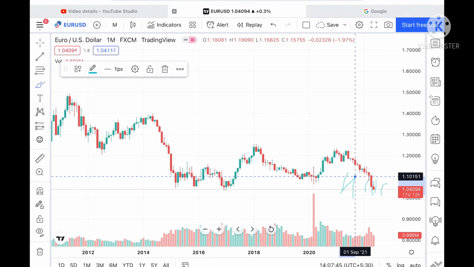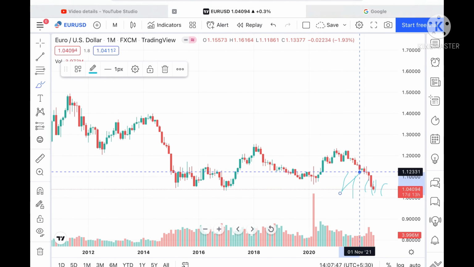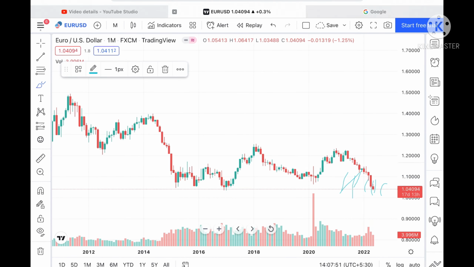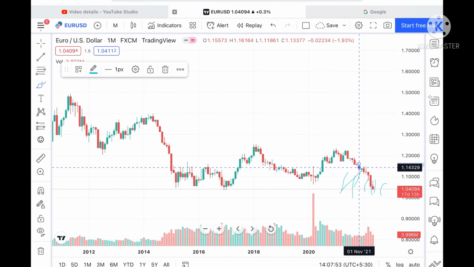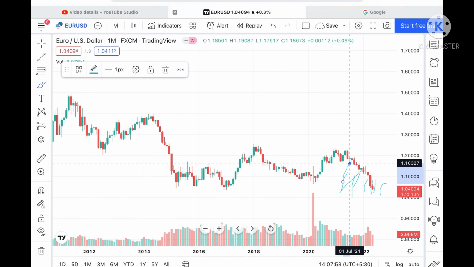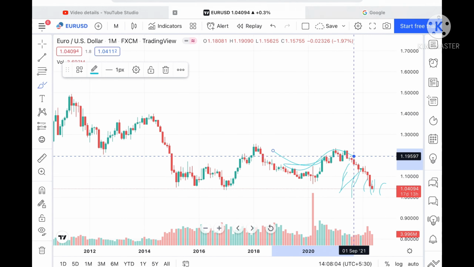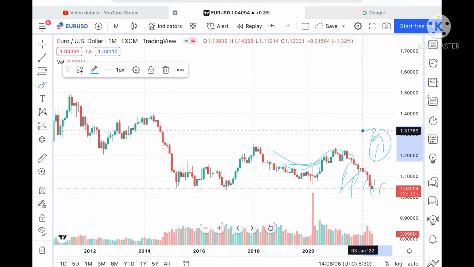Suppose the price sustains above this level, then we can see a level of 1.12331, and from there we can see it can move further upside towards a level of 1.14329. This level is already being tested here, so probability will be high. We can see it can go further upside towards a level of 1.16327, and then we can see further upside, because a cup pattern will form, and then we can see further upside in the price of Euro USD.